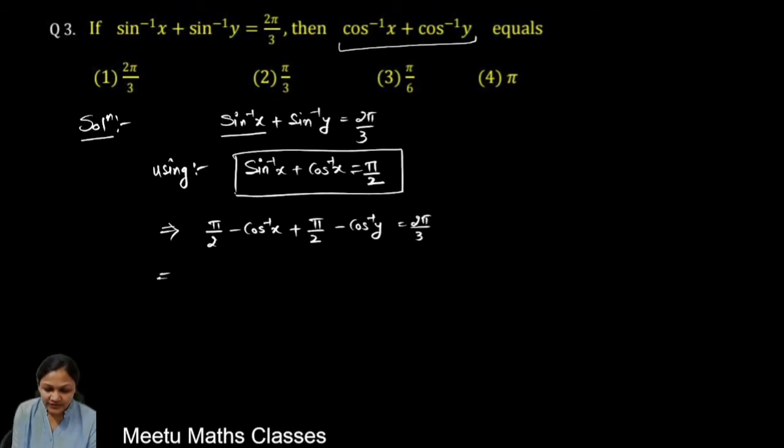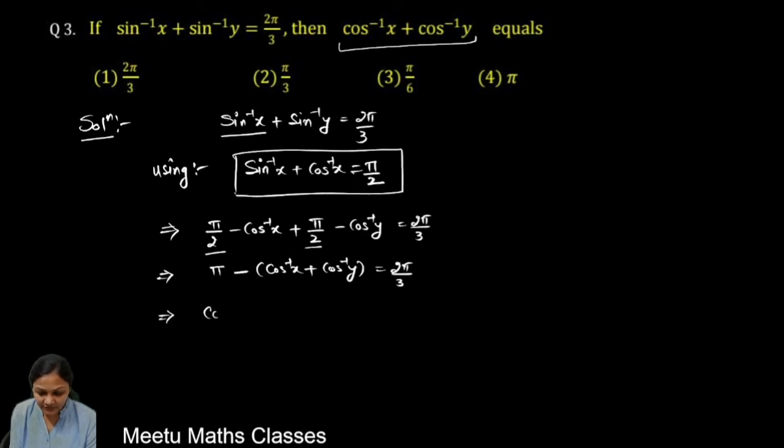Now this will give you pi by 2 plus pi by 2, which is pi, minus cos inverse x plus cos inverse y is equal to 2 pi by 3. So cos inverse x plus cos inverse y is equal to pi minus 2 pi by 3, and that is pi by 3. So your option 2 is correct.